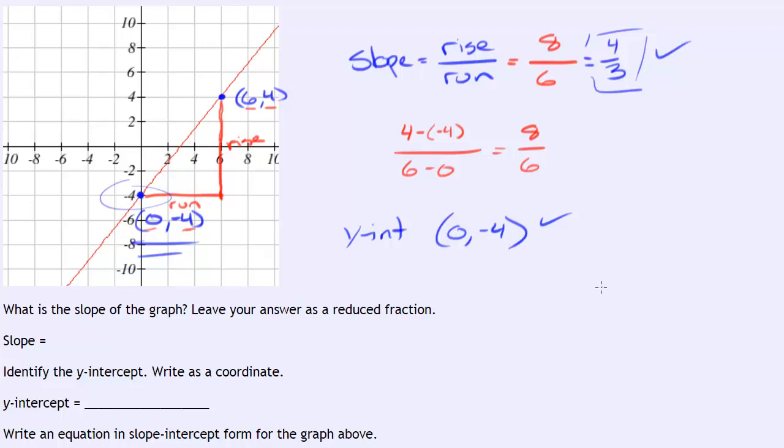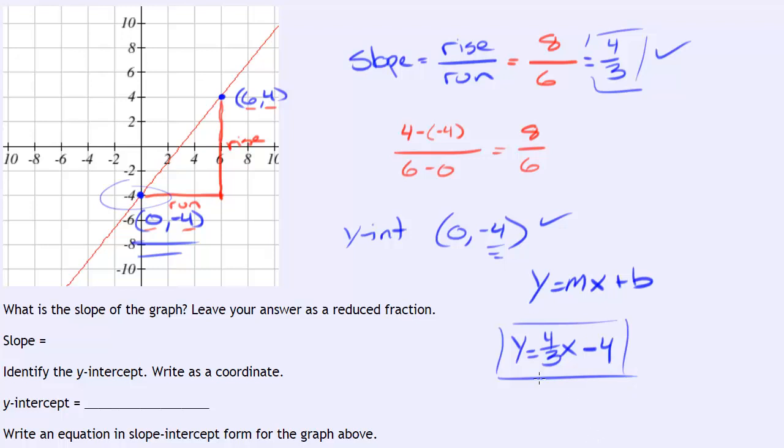The last is to write this in slope-intercept form. Slope-intercept form, by the way, is this beautiful thing right here, y = mx + b, where m is your slope value. So in this case, 4/3 is our slope. So 4/3 x. And then our b value is this y-intercept value of -4, so we just say -4 right here. So this is the equation of that line above. Again, the slope times x, and then the y-intercept is that b value.